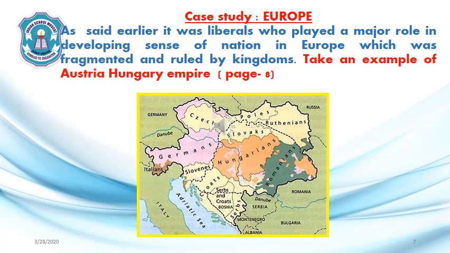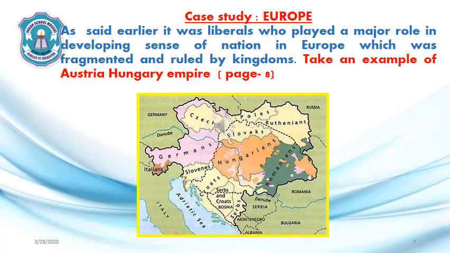So we understood that there were no nation states in Europe. Germany, Russia, Austria, Italy, all were divided into kingdoms. It means they were fragmented. They were ruled by monarchs, within the territories of which lived diverse people. They didn't see themselves as sharing a collective identity or a common culture. They spoke different languages and they belonged to different ethnic groups.